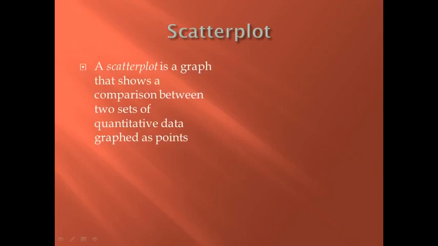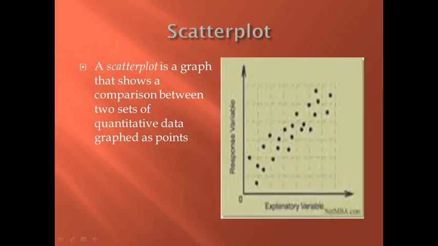Scatterplot is also something that you're familiar with. That's when we compare two sets of quantitative data and we graph them as points on an XY coordinate plane. Typically what we'll do with a scatter plot as well is after we graph all the points, we'll look at the regression equation and find the best fit equation, or the best fit straight line, if it's going to be a best fit quadratic, etc.